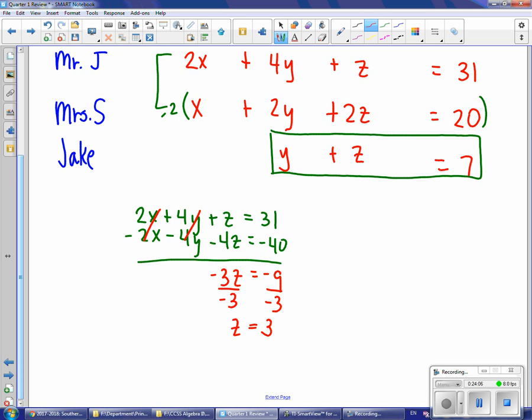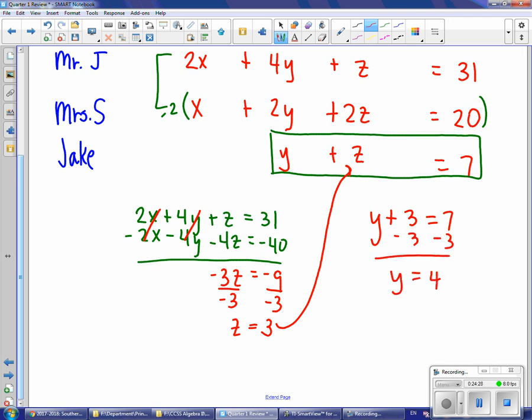And so all I need to do now is take that solution and plug it into that last equation. So if I know that y plus z is 7, and I know that z is 3, then I can really easily solve for y. If I subtract 3 from both sides, I find that y is equal to 4. And if I know z and I know y, then I can very easily plug both of those numbers into either of the first 2 equations to solve for x. I'm going to go ahead and just do it in the first one.